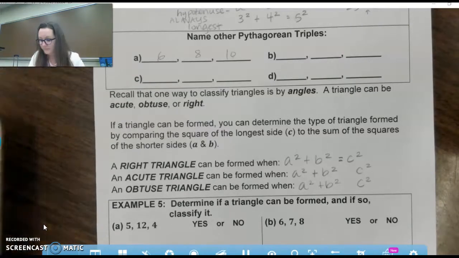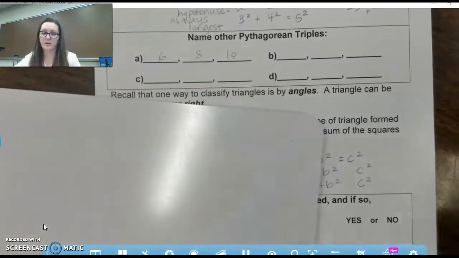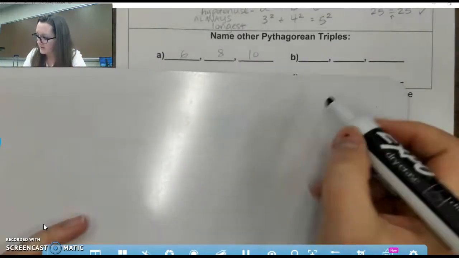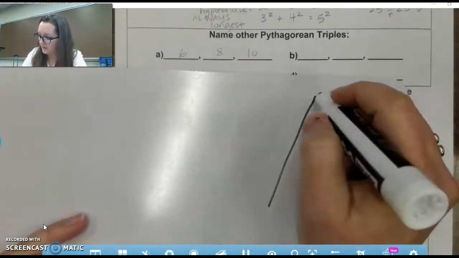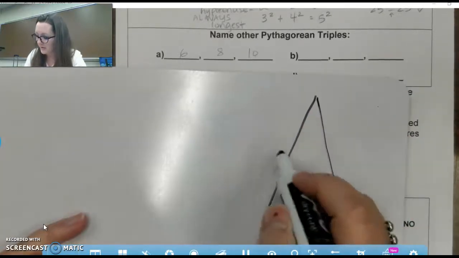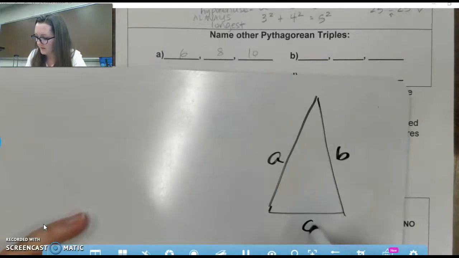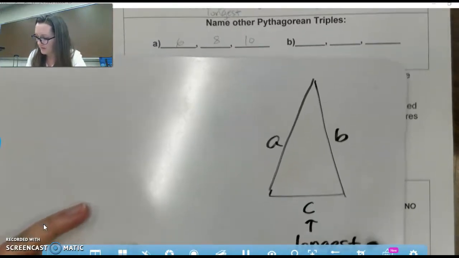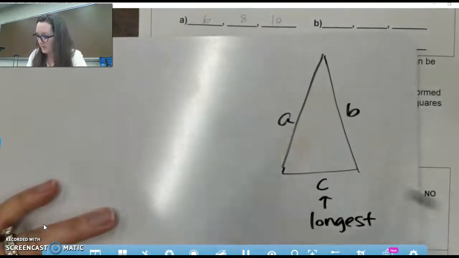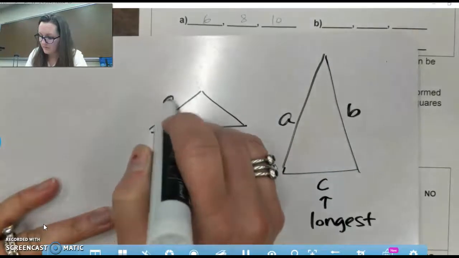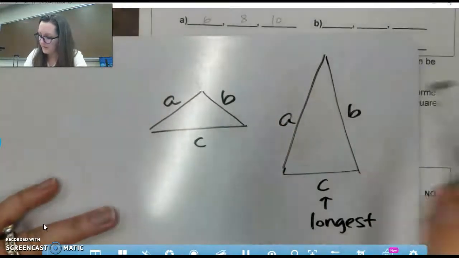So let's think back to our acute triangles and our obtuse triangles. Acute triangles, and this is how I remember it, right? Acute triangles have longer legs, okay? So this is A, B, and C. Remember, C is always the longest. I know it doesn't look that way, does it? And then obtuse triangles, B, C.